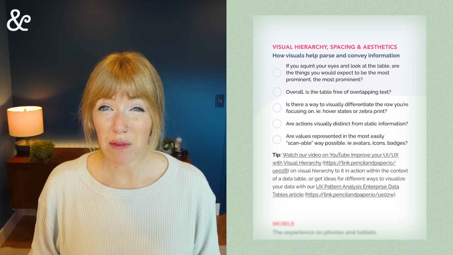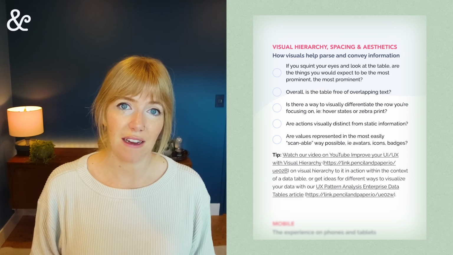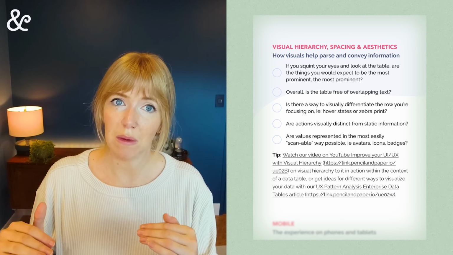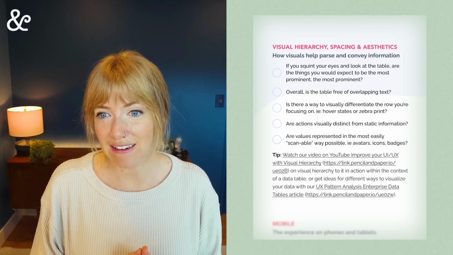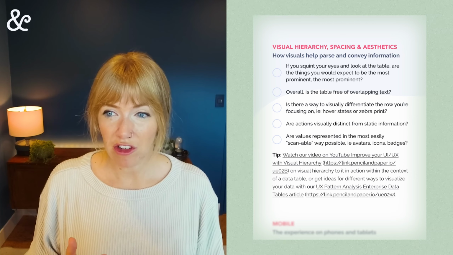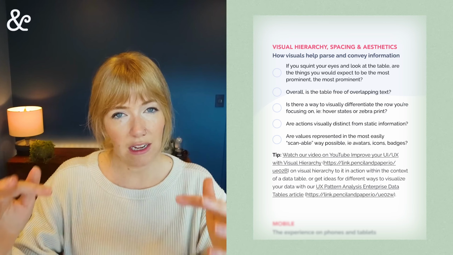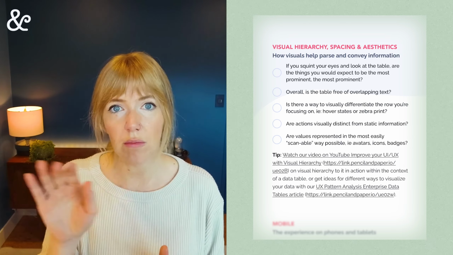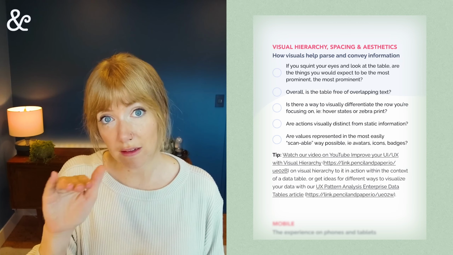Overall, is the table free of overlapping text? You can't be overlapping text or doing some really egregious mistakes like that in any data table, regardless of what kind it is. Is there anything to visually differentiate the row you're focusing on, like a hover state or a zebra print? Is there any kind of easing that you're doing for people to be parsing through and doing comparisons this way and that way?